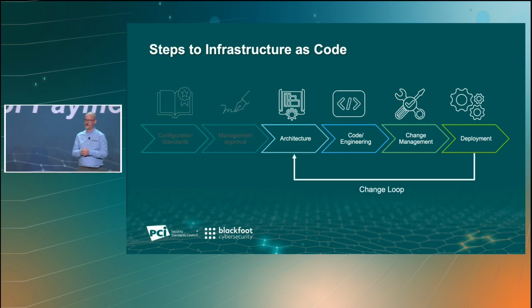And this shows the change loop. So every time you make a change to infrastructure as code, you have to repeat these same steps again. You have to re-architect it, modify the existing code, go through the change management process again, including testing, and then redeploy it, just like you would for a traditional network. There's nothing more I can add.